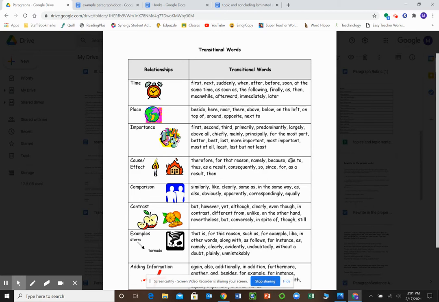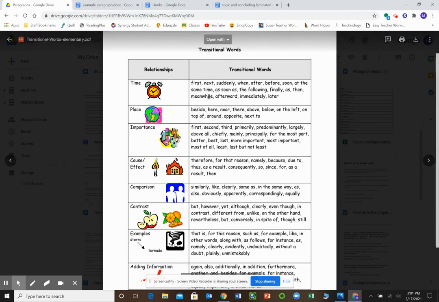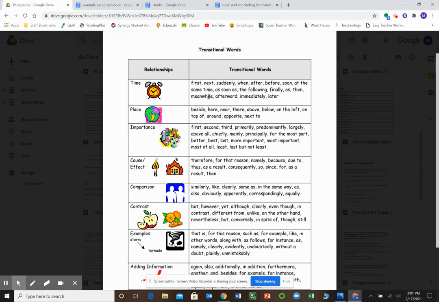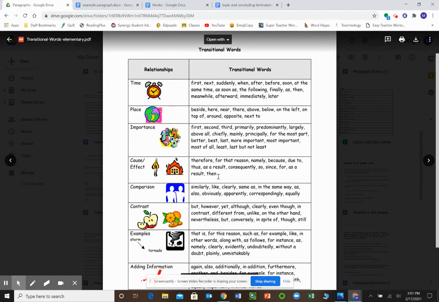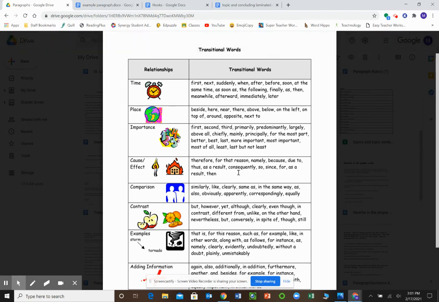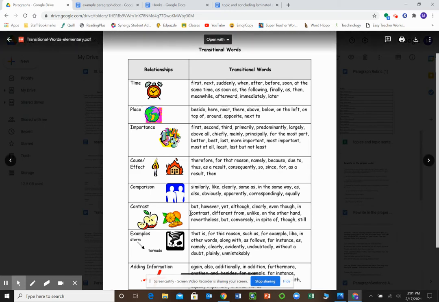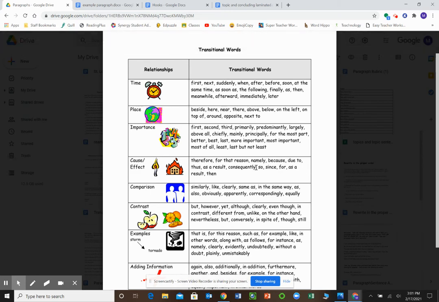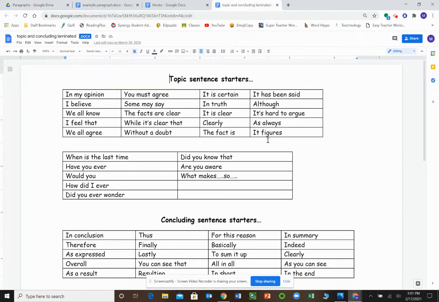You don't just write something like it's a list. The ones that we use the most are probably the time one at the top, like first, next, suddenly, then, finally, meanwhile. Also, cause and effect. Therefore, for that reason, or due to, or as a result. This is just a great chart for you to use to start sentences within your paragraph that give a nice flow, a transition to the next sentence, so it doesn't sound choppy. So this is another one of your documents in there.